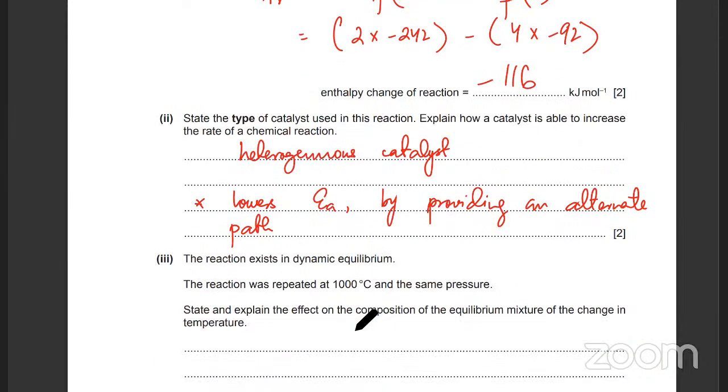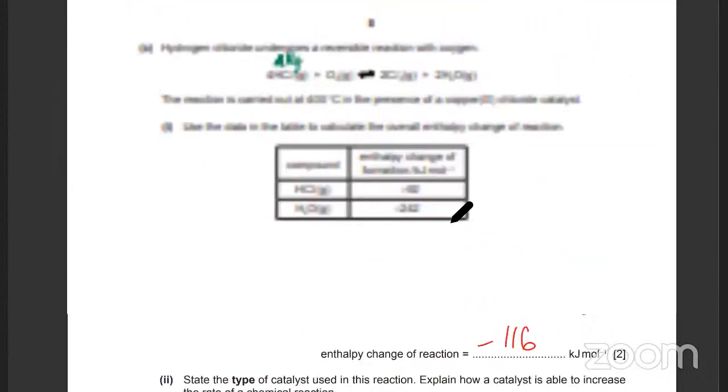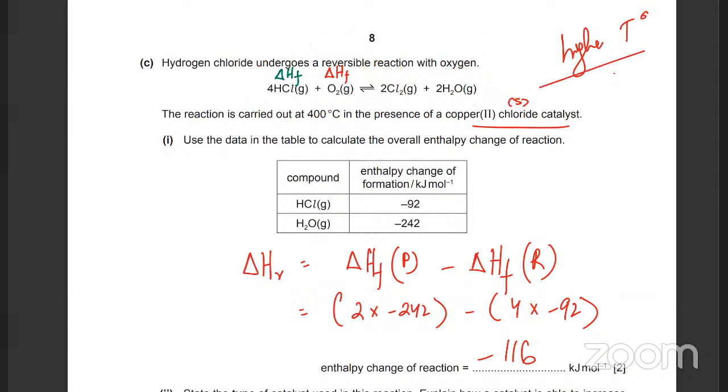That's the next one. The reaction exists in dynamic equilibrium. The reaction was repeated at 1000 with the same pressure. State and explain the effect on the composition. So he's doing it at 1000. Right now he's doing it at 400. So what he's doing is he's taking it to a higher temperature. So where would the equilibrium shift? And did he tell us which?